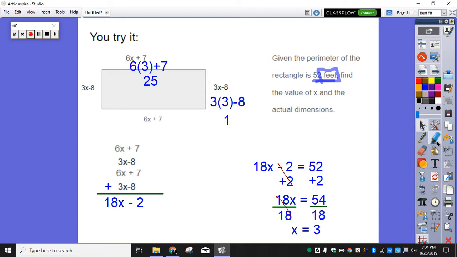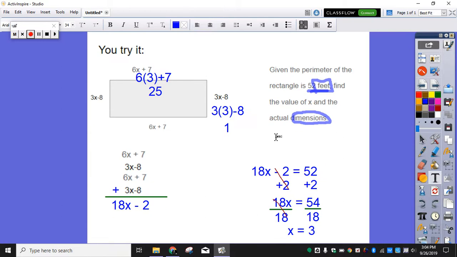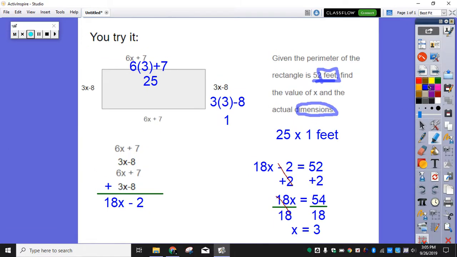So when they ask me for dimensions, what they're asking for is the length and the width. And I now know that this rectangle is 25 by 1 feet. So that would be my dimensions for this problem, or this rectangle rather. So that's how you can find the dimensions of a rectangle when they give you perimeter and polynomial expressions.